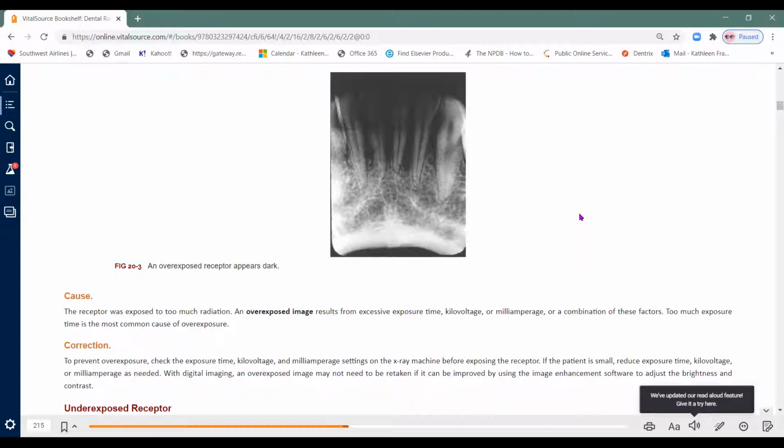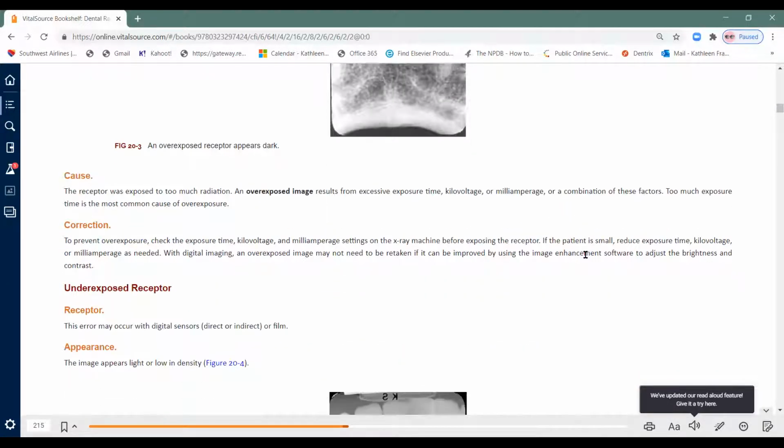If you're taking bitewings, that's okay. But if you're taking a full mouth series, or you change your patient, make sure it's set for an adult versus a child. Make sure it's set like this one, lower anteriors. Maybe the patient before was set at mandibular molars, which takes a higher exposure of kilovoltage than mandibular anteriors, because there's a difference in the thickness of the bone. So always check your control panel.